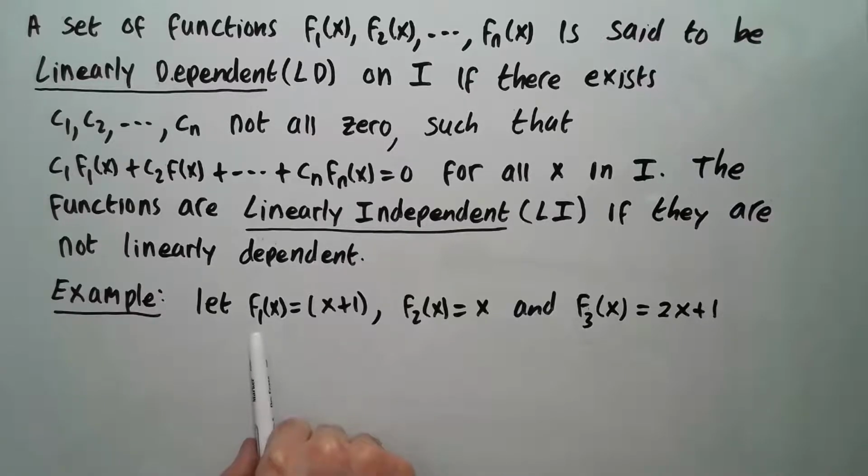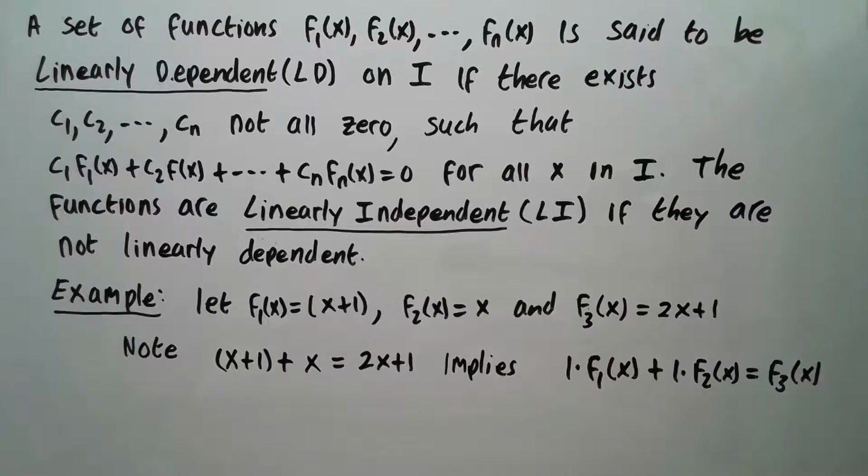You should notice here if I add f1 with f2, it'd be 2x plus 1. So pretty much f1 plus f2 would equal f3. Notice here x plus 1 plus x equals 2x plus 1. So x plus 1 is my f1, the x is my f2, and the 2x plus 1 is my f3. So we have 1 times f1 plus 1 times f2 equals f3. So we can make the f3 function from the f1 and f2. I claim that implies linearly dependent.